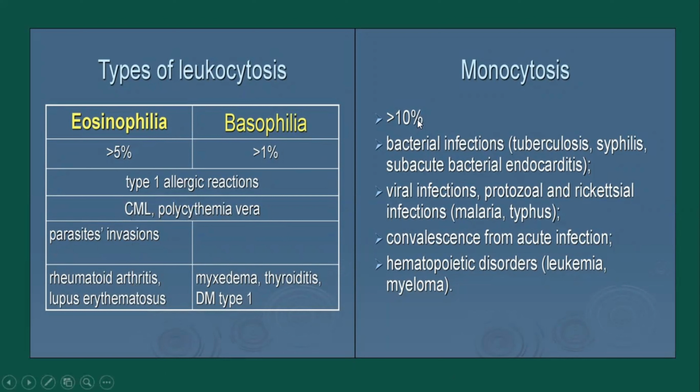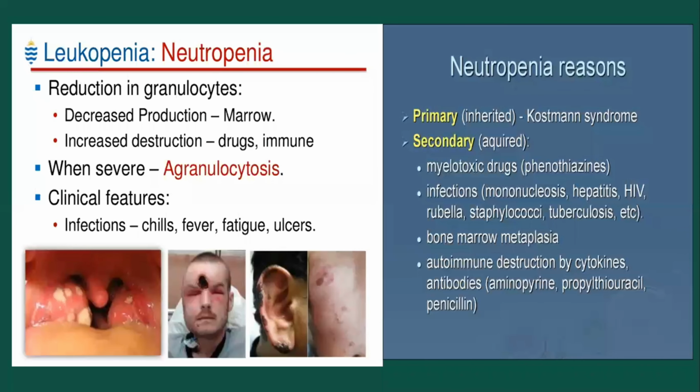Monocytosis, if count is more than 10%, it is monocytosis. Bacterial infections include tuberculosis, syphilis, subacute bacterial endocarditis, and viral infections, protozoal and rickettsial infections, malaria and typhus, and convalescence from acute infection, and hematopoietic disorders like leukemia and myeloma are causes of monocytosis.